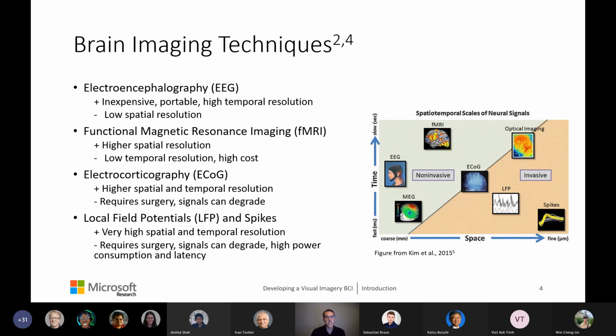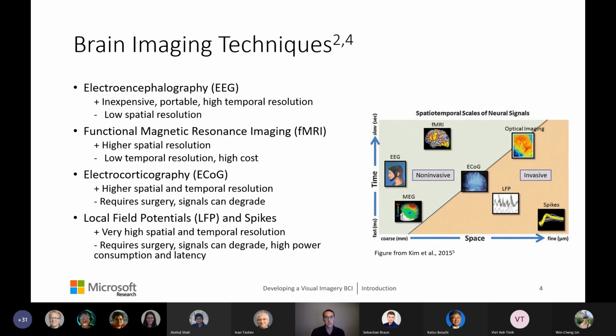So the first step in any BCI is determining how exactly you're going to measure the neural signal. There's a few different methods, each with their own pros and cons, but one major consideration is the spatiotemporal resolutions of each of these devices. I'll go through a few of them, starting off with EEG, or electroencephalography. EEG is electrodes placed along the surface of the scalp that can pick up the small electrical potentials that occur when neurons fire.